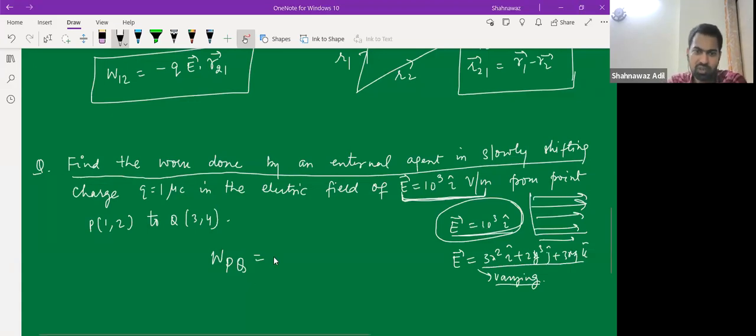Okay, so we need to find out the work done in moving this charge Q from P to Q. And what do we know that this would be simply how much? This would be minus of QE dot (RP minus RQ).